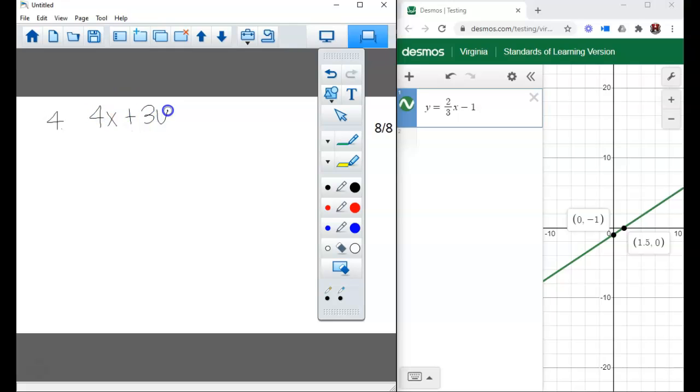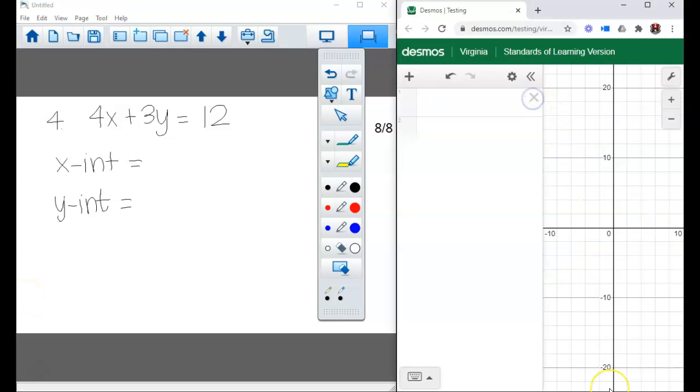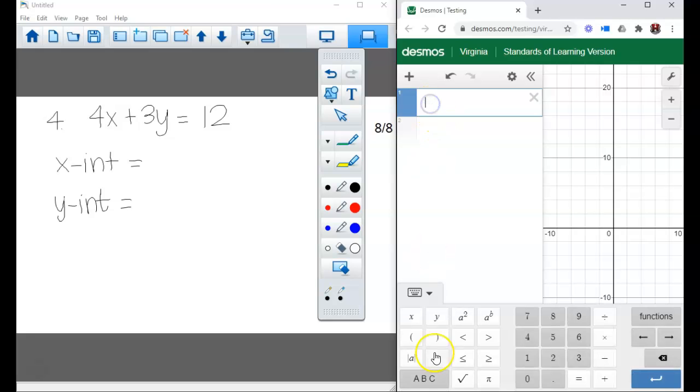Sometimes these equations will look a little different than the first 3 we've done. The first 3 all started out with y equals. Notice this one does not, but that's okay. You are just going to continue to type these into the calculator exactly the way you see them on the computer.